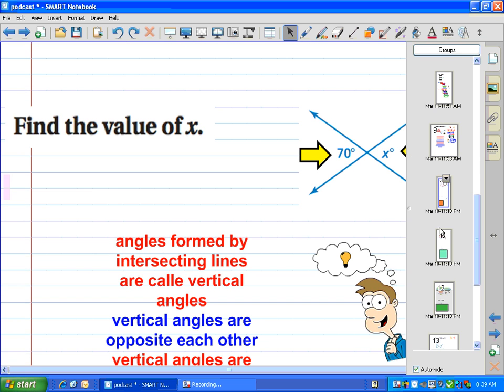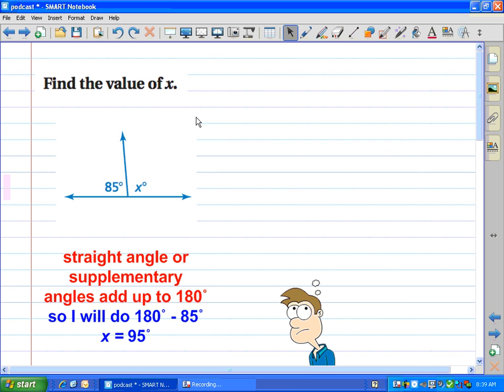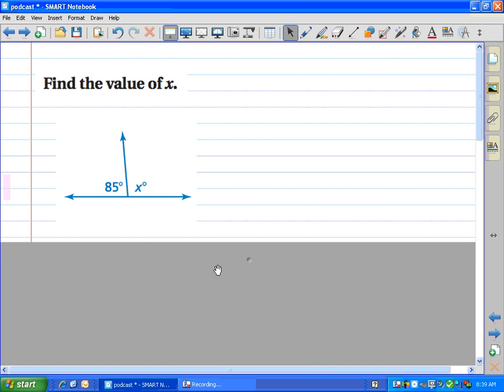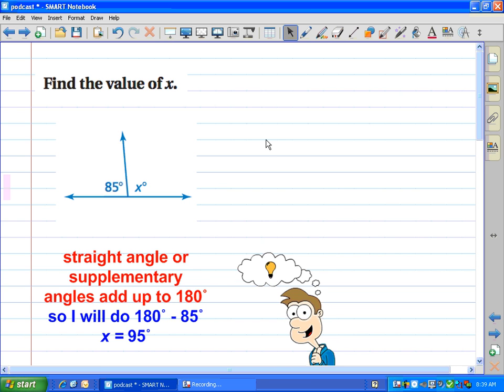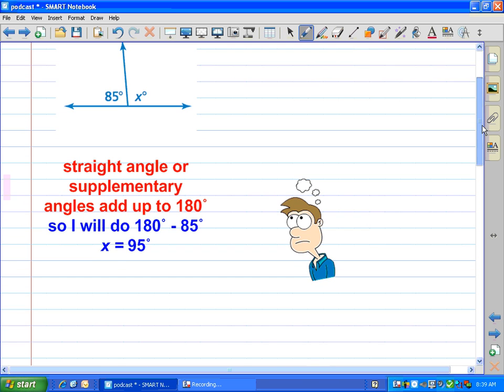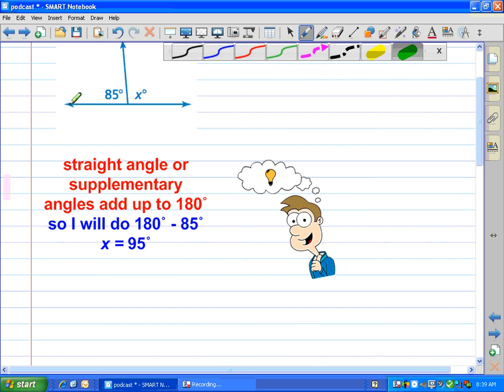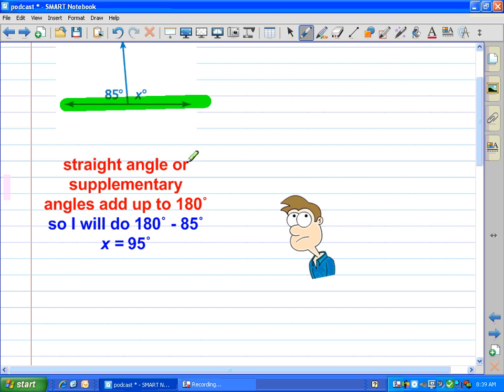Alrighty, next slide. Find the value of x. I'm going to ask myself, intersecting lines, vertical angles, complementary angles, supplementary angles. Well, I'm thinking that this is a straight angle or a straight line. A straight angle or straight line, or you can say these are supplementary to each other, have to add up to 180. So 85 degrees and some number have to add up to 180.